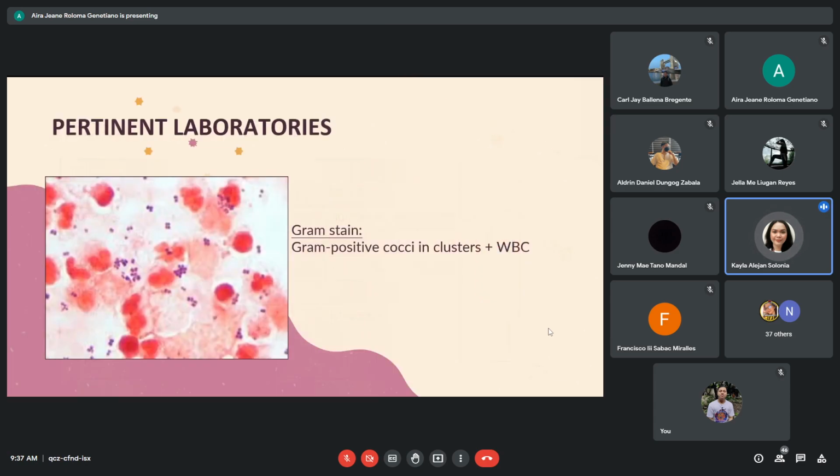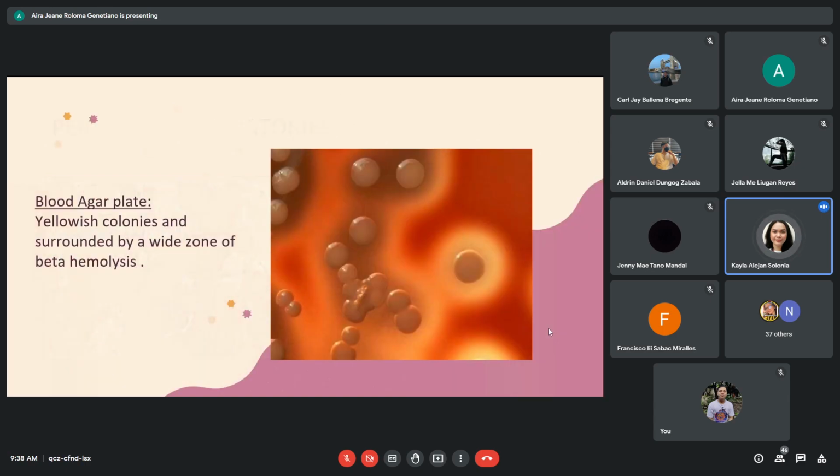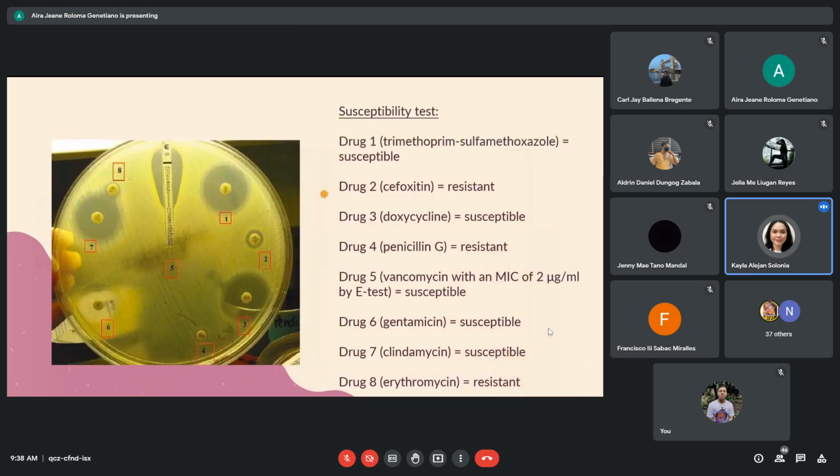For the pertinent laboratories, as you can see, there is color purple with clusters, which is gram-positive cocci in clusters, and also white blood cells. For the blood agar plate, there are yellowish colonies surrounded by a wide zone of beta hemolysis. For the susceptibility test, there are 5 drugs that are susceptible to the organism.